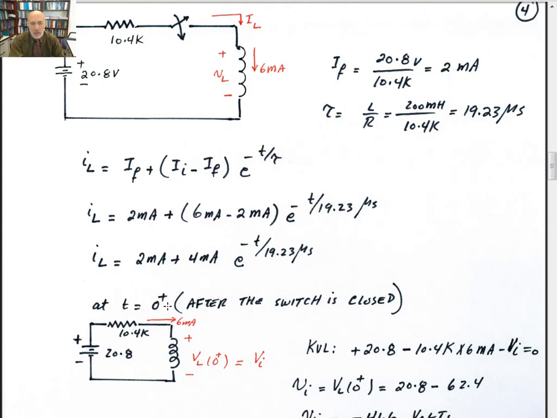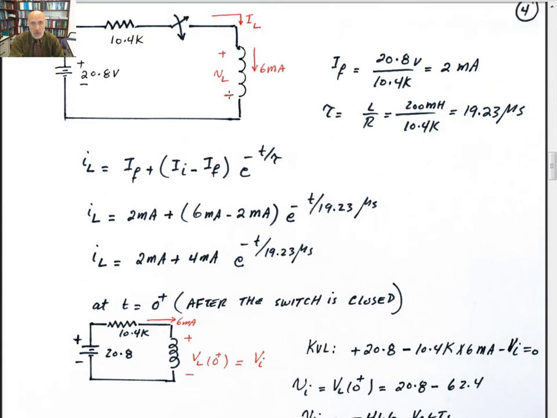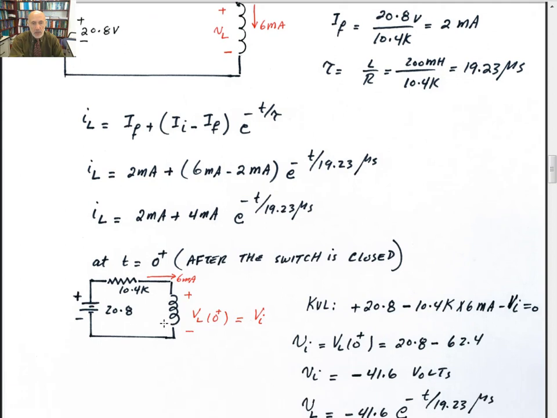So right after the switching, this is what we have. As soon as you close the switch, the inductor dictates the current, so it's going to stay at 6 milliamps. If you need to calculate the initial voltage across the inductor, going around that loop, do Kirchhoff's voltage law: 20.8 minus 10.4 kilo times 6 milliamps.